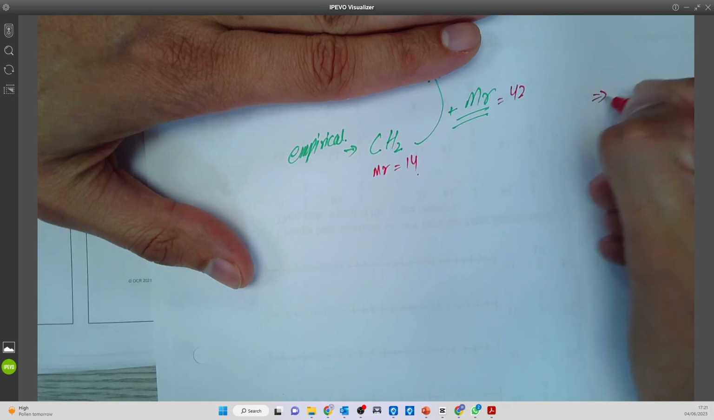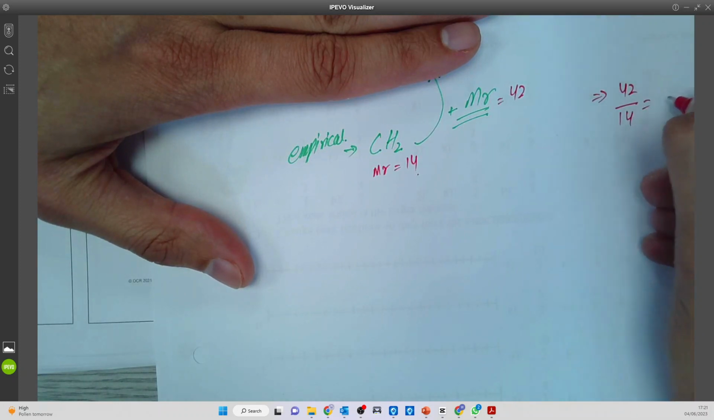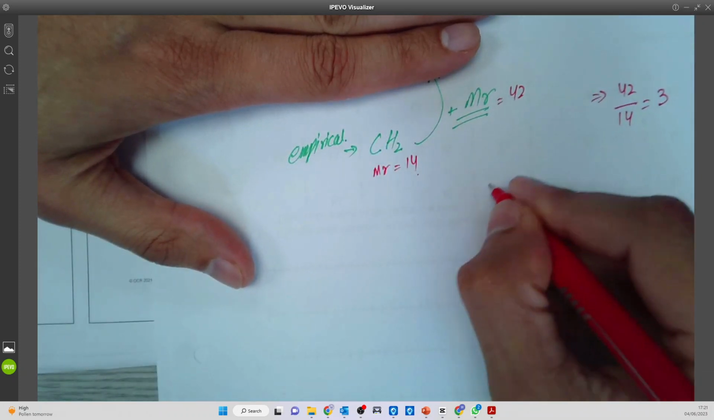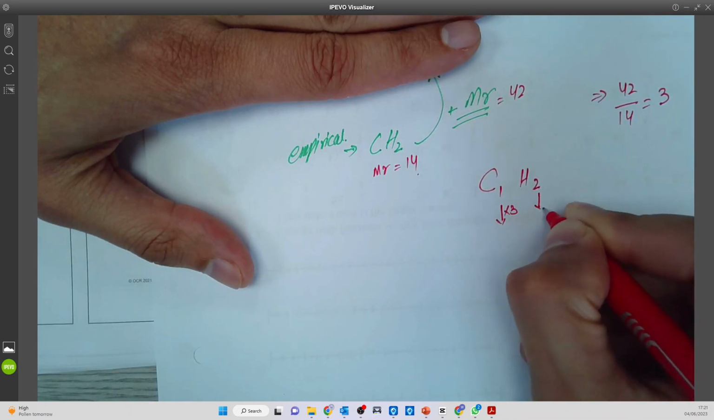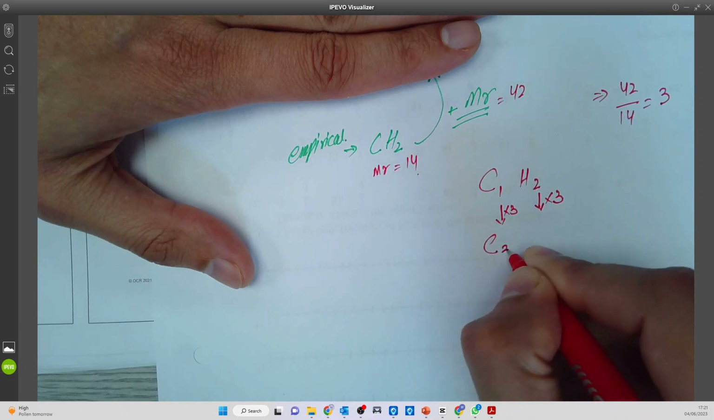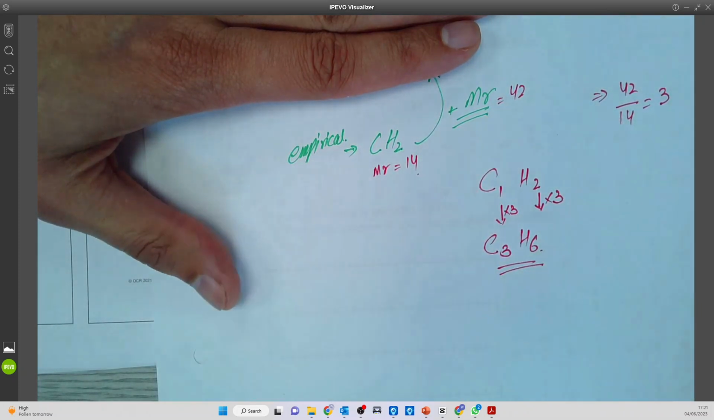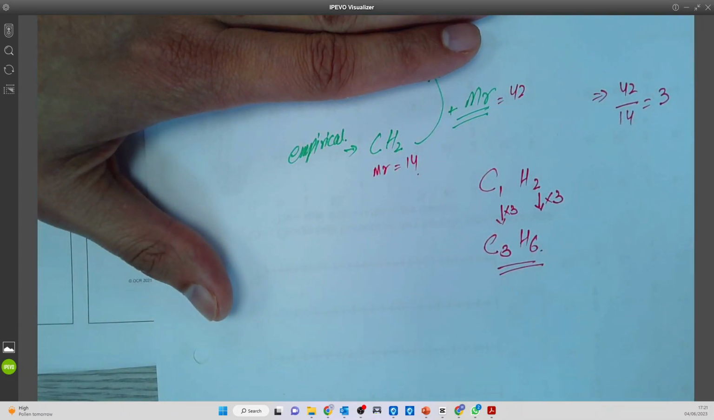So what will I do? I'll do 42 divided by 14, and this gives me 3. So what I will now do is, this was C1H2. I'll multiply this by 3, and it'll change my formula to C3H6. Are you with me on that bit now?